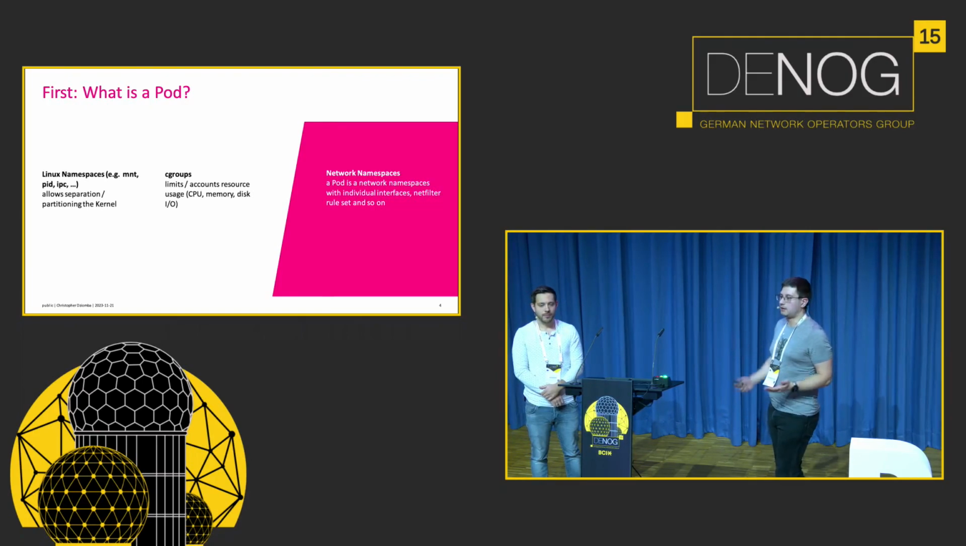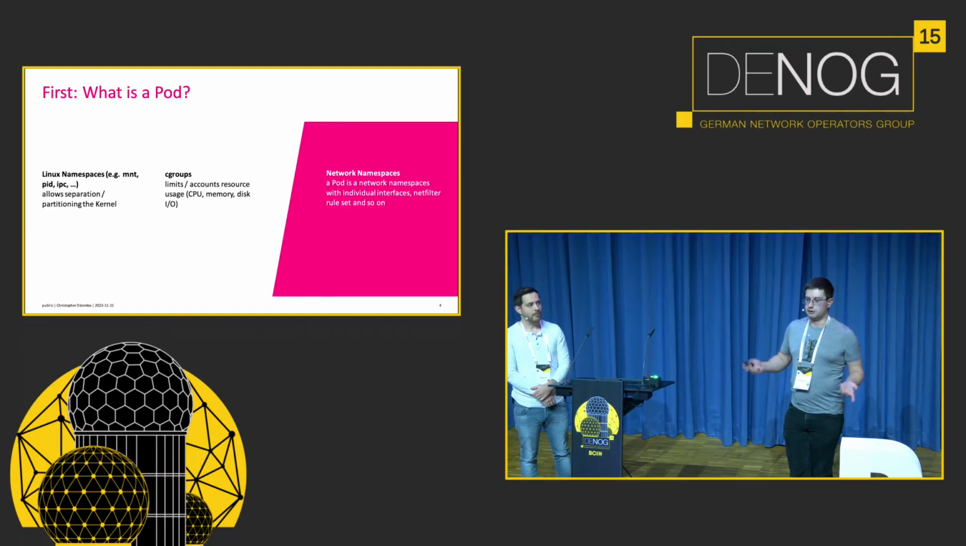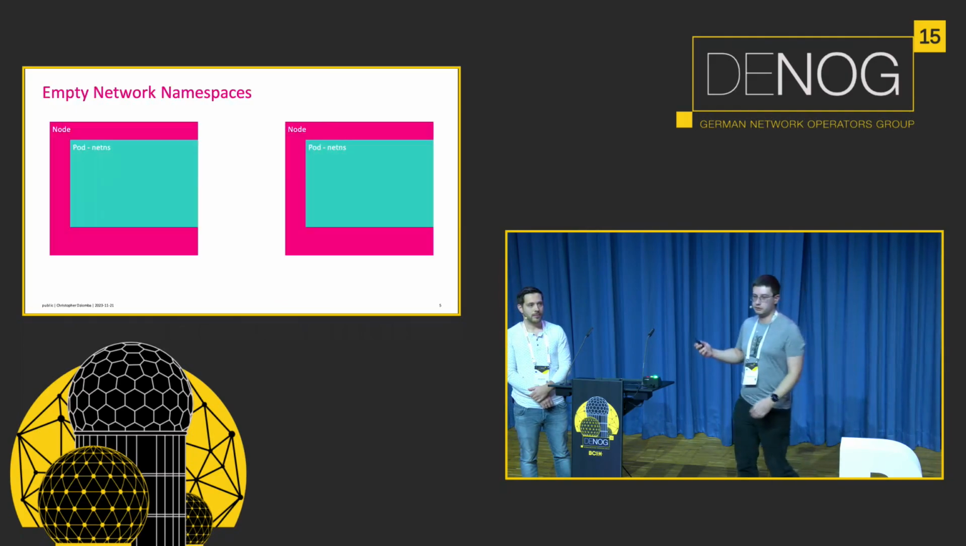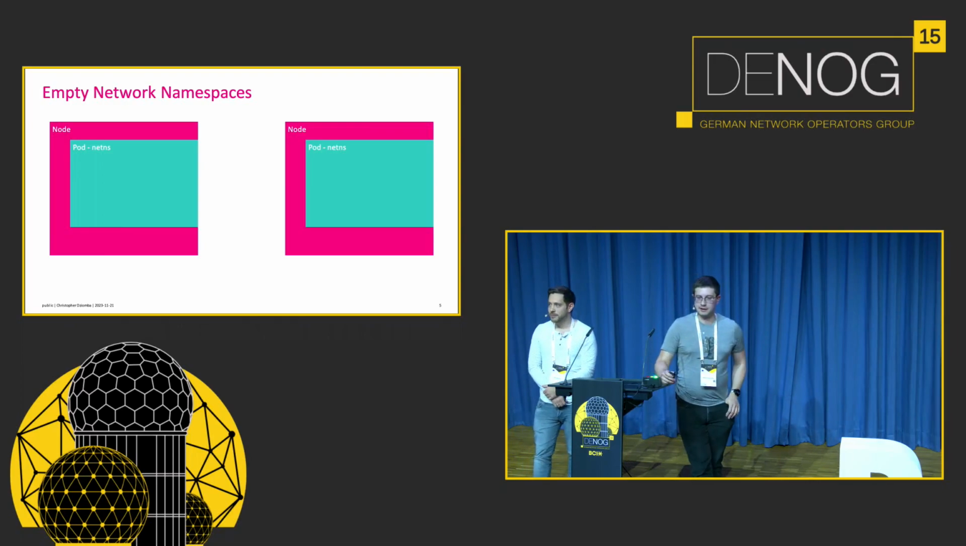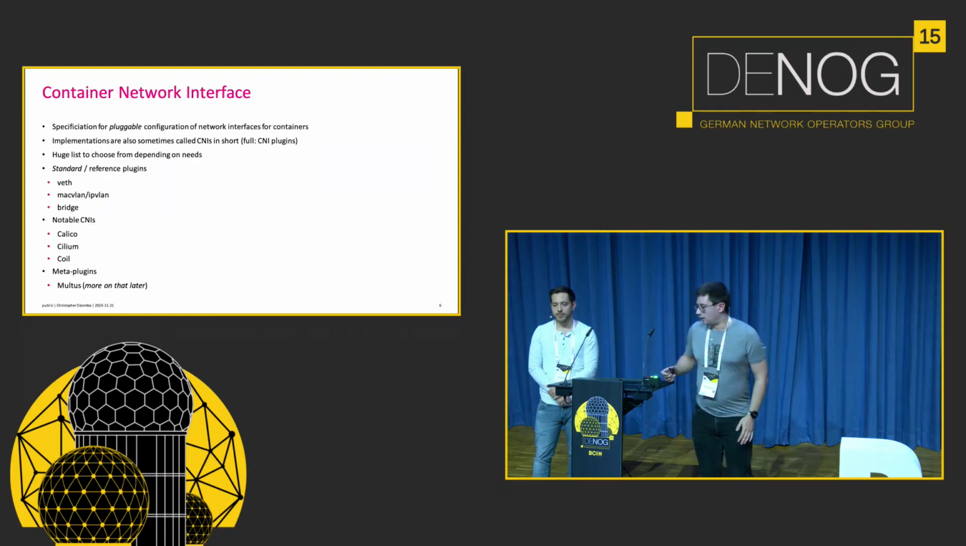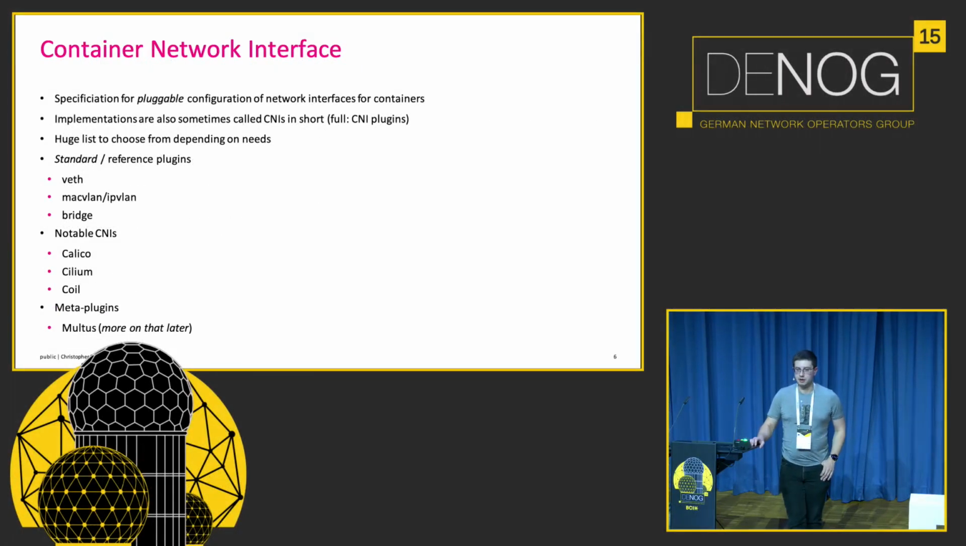In the networking namespaces, you have all the necessary things for the networking to work, like netfilter rules. All of that is separated into separate Linux namespaces. You can have multiple of them on the same host. Kubernetes itself basically only creates empty network namespaces where the container runs. Everything else after that is pluggable. The networking part especially implements the container networking interface. It's a pluggable configuration, abbreviated with CNI or CNI plugins.